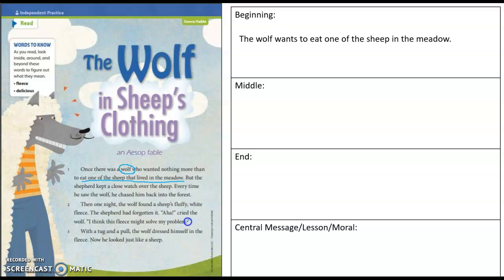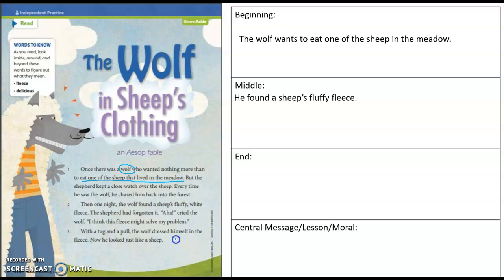So the first thing that happens in response to this problem is that he found a sheep's fluffy fleece. And I actually see that he responds through his words. He says, "I think this fleece might solve my problem." Let's see how he reacts.